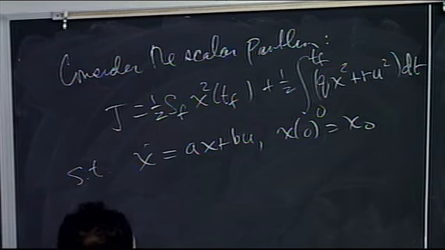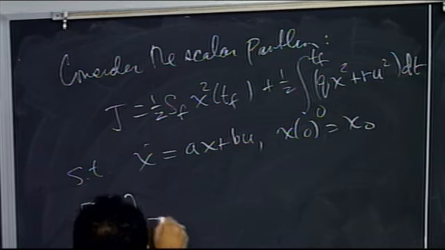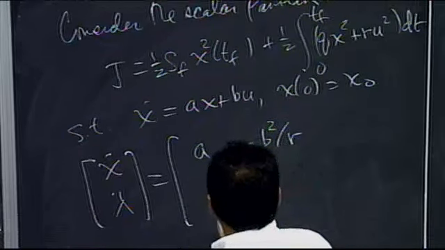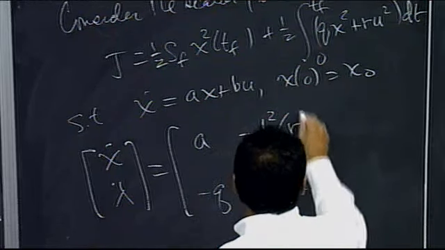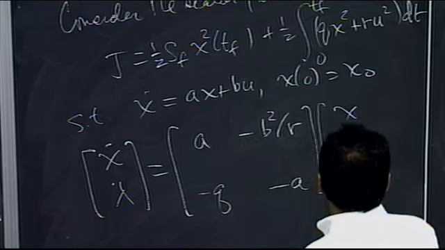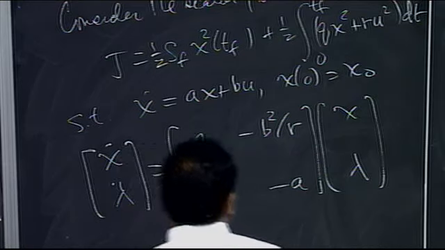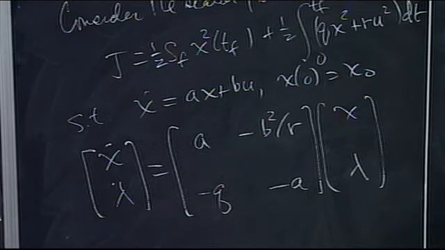So I know that the system of equations that comes out of this looks like this: a, minus b squared over r, minus q, and minus a, times x, lambda. You can just plug those in. You can see that that's what you get because everything's a scalar. Now, because this is a scalar problem, I can actually do some things analytically that are hard to do with a vector equation.